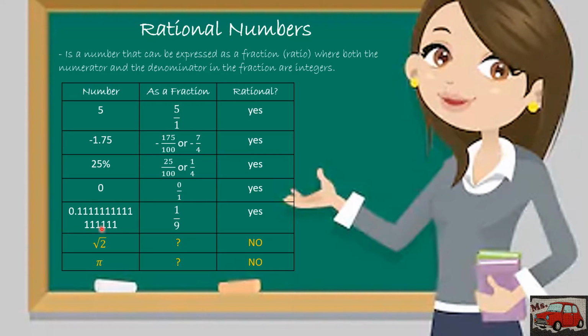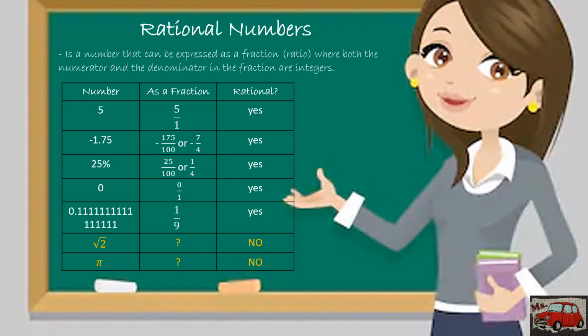How about 0.11111 and so on? If you turn that into fraction, that is 1 over 9. Okay? So if you want to double check, just use calculator and divide 1 and 9. And then you'll get this answer. That is the exact answer. Okay? So these are the rational numbers. But these last two, hindi sila rational numbers. Okay? And then later, pag-uusapan natin kung bakit hindi sila rational number.